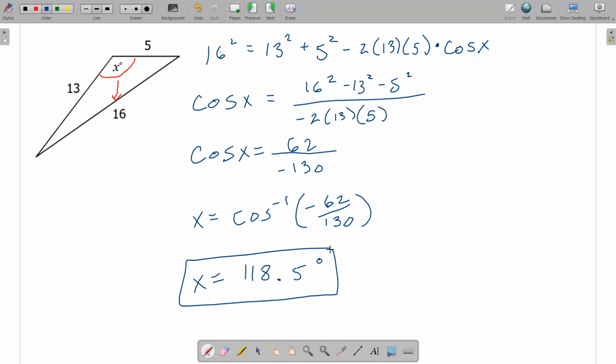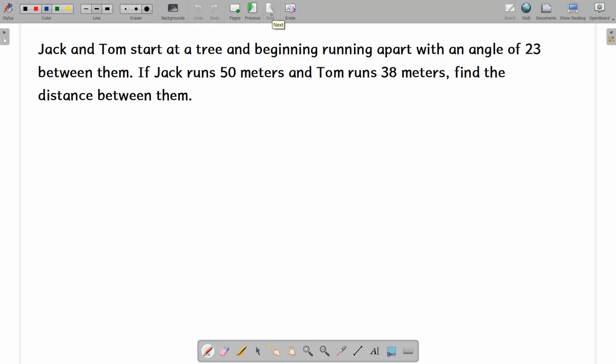So let's look at a word problem here, because word problems with non-right triangles can be a little tricky. All right, so let's go ahead and draw a non-right triangle before we get started here. That'll make it so we can label things as we go. Okay, so it says Jack and Tom started at a tree and began running apart with an angle of 23 degrees between them. If Jack runs 50 meters and Tom runs 38 meters, find the distance between them.